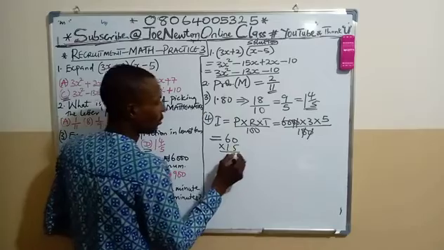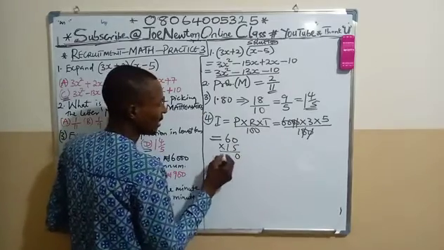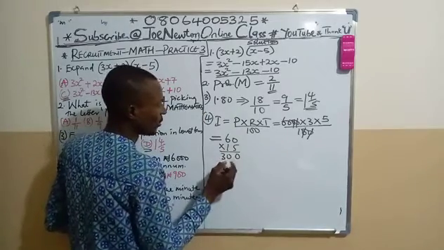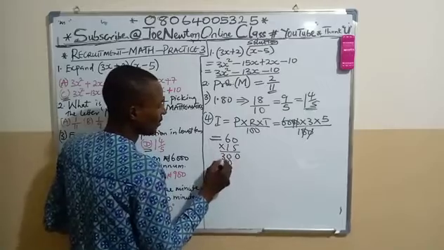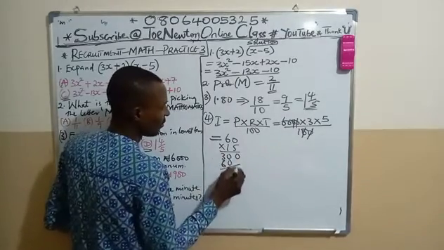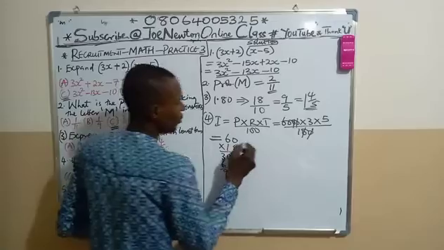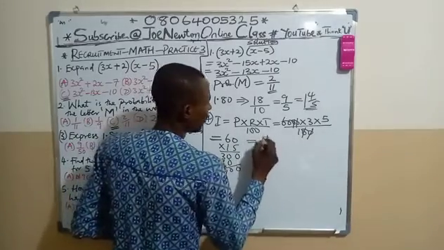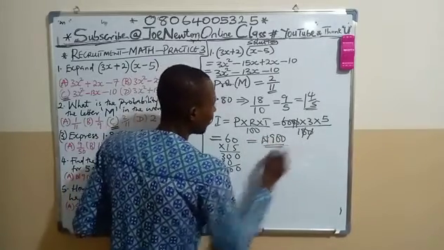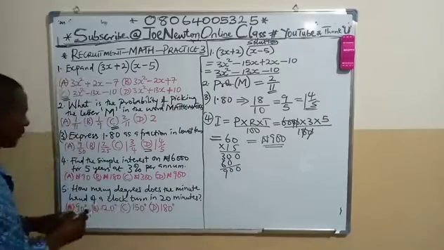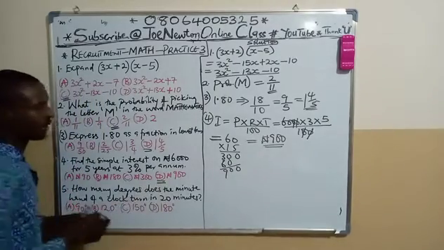60 times 15. That's what we have. So 5 times 0, 0. 5 times 6, 30. 1 times 0, 1 times 6, 6. So we have 900. So our answer is what? 900 naira. So go to the options. So answer is D, 900 naira.